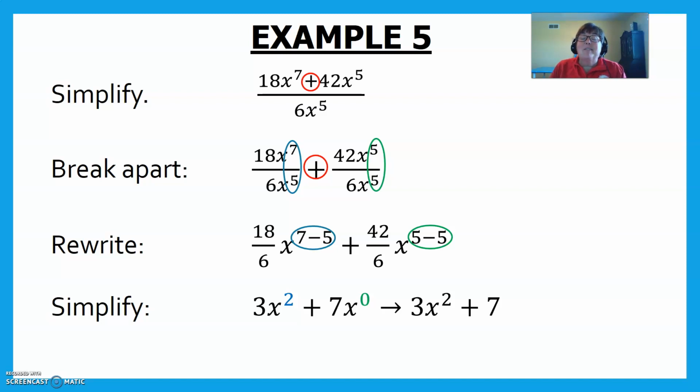Sorry, 42 divided by 6 is 7. And x to the 5 minus 5, well, 5 minus 5 is 0, so x to the 0. And now I have to stop and think, what is x to the 0? Well, anything to the 0 power, we've talked about this in the past, is 1. So what that 7 x to the 0 means is 7 times 1. So I clean it up and I get 3x squared plus 7, because x to the 0 is just 1. So 7 times 1 is 7. So 3x squared plus 7.